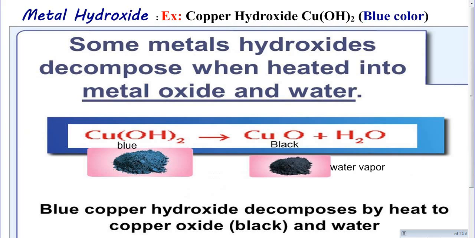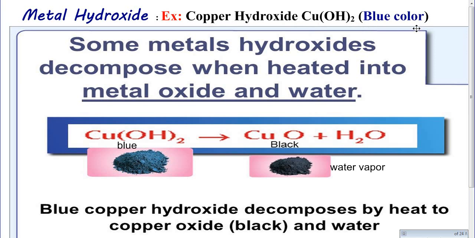The second example in our lesson, metal hydroxide. Metal hydroxide, by effect of heat, will divide into metal oxide and water vapor. And our example in this equation, copper hydroxide, Cu(OH)2, which has a blue color.